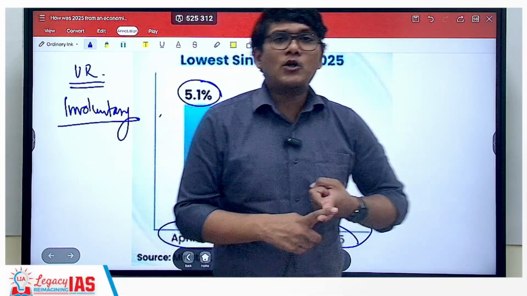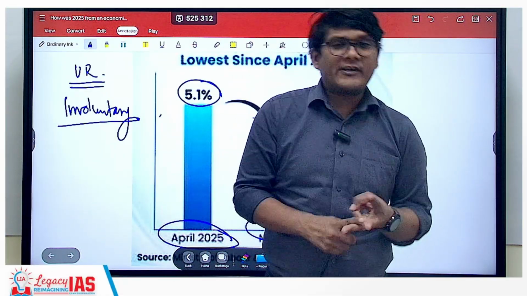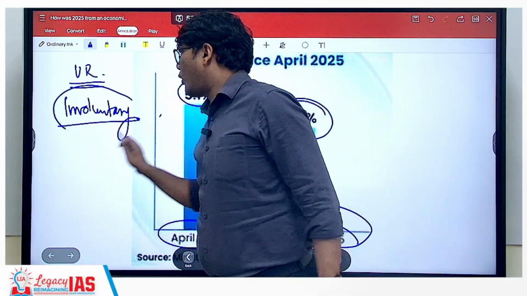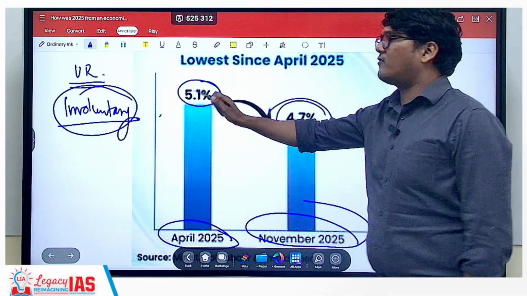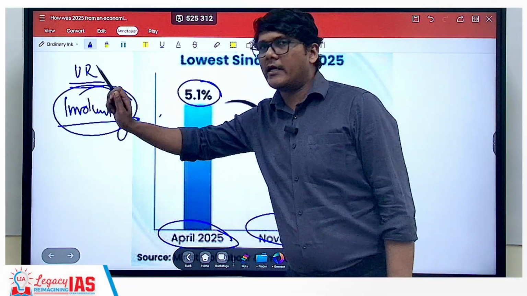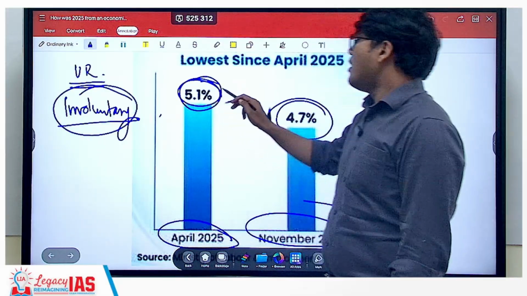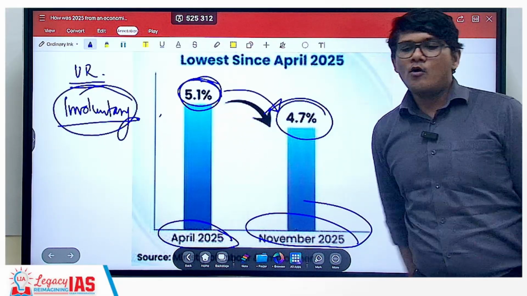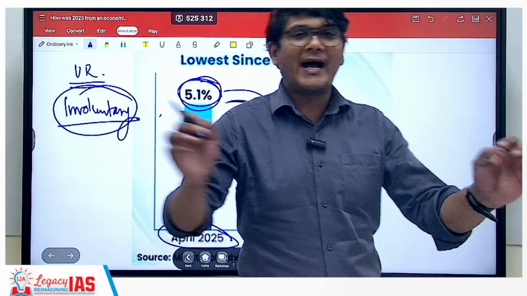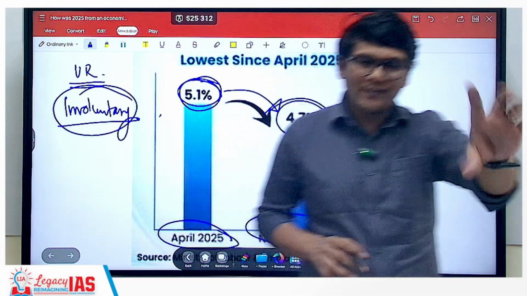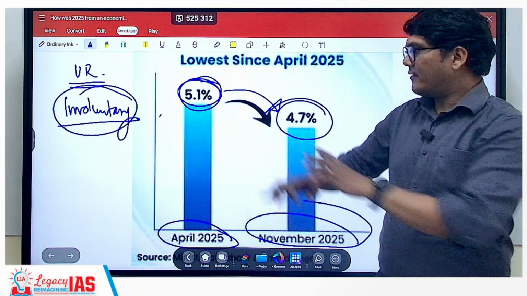But when you are able to work, you are willing to work, you are searching for a job, but you still don't get a job, that is involuntary unemployment, and that is what this statistic is all about. It is about the involuntary unemployment, and the involuntary unemployment has lowered from 5.1% to 4.7%. So that is a good thing.